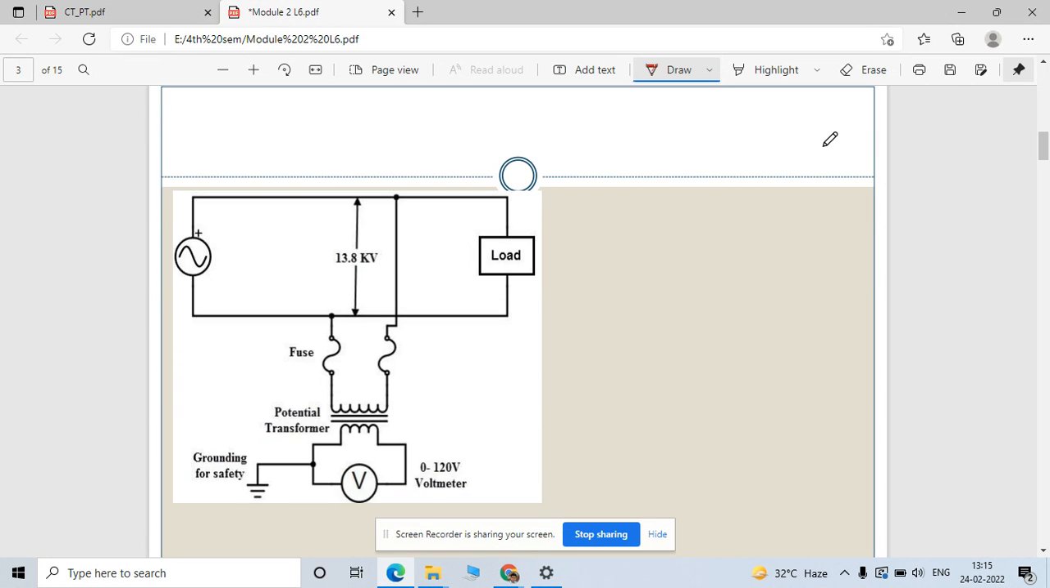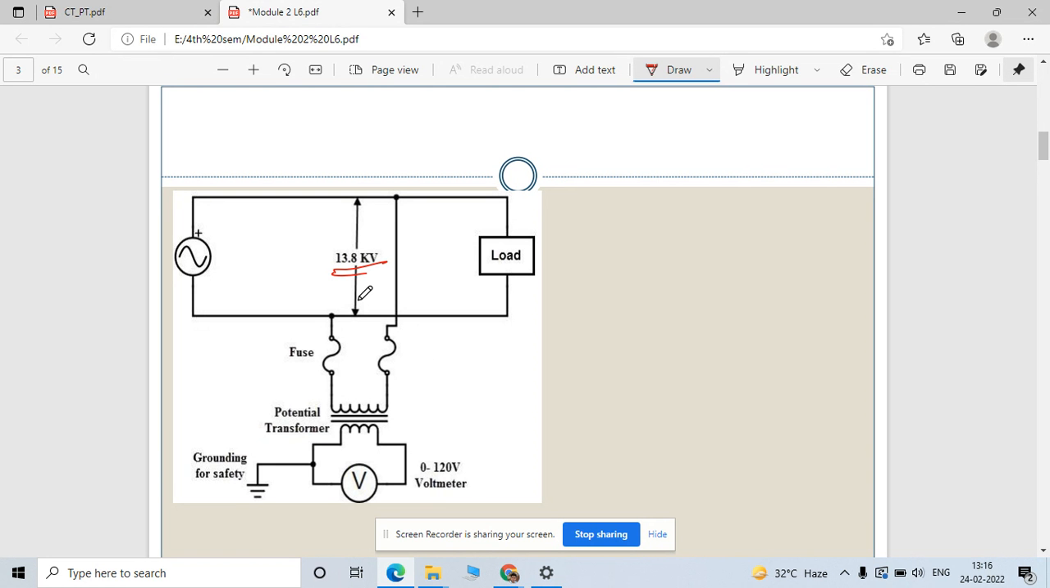As you see here, this is one example in which some supply is feeding the load. Assume this is a very high voltage. The example is also given here: 13.8 kilovolt is the source voltage, and it is feeding this load. Now, you need to measure the voltage between this line. See, this connection is nothing but a parallel connection. So our aim is to measure the voltages, right?